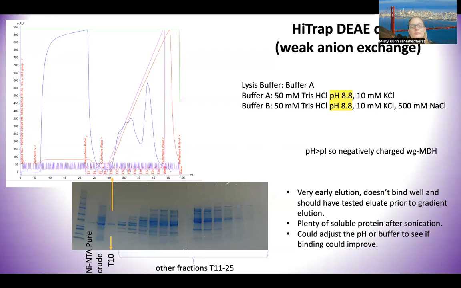Basically what we found is that we've got a little bit of wiggle room here. There's a lot of protein that can be expressed in the soluble fraction, but it's going to depend on whether or not at that pH the protein really wants to bind well to that column. In this particular case, it didn't really bind super well.